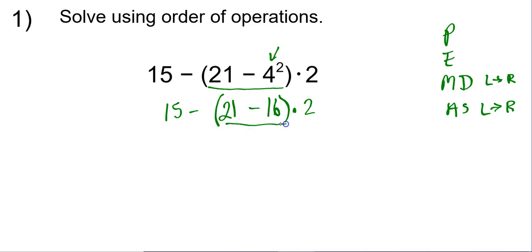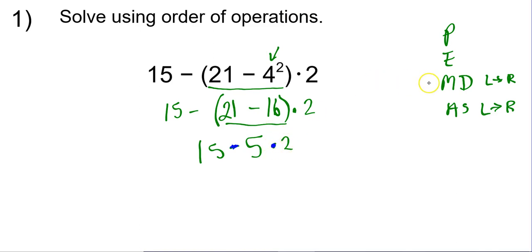Alright, 21 minus 16 is 5. Again, bring down that times 2 on the right and the 15 minus on the left. Our last step would be to do 15 minus 5, or should we do 5 times 2?